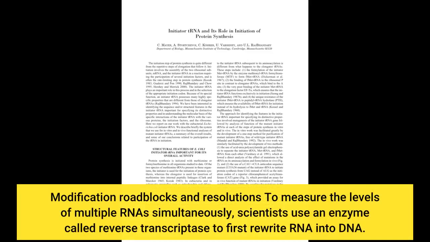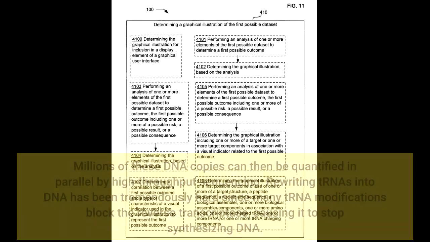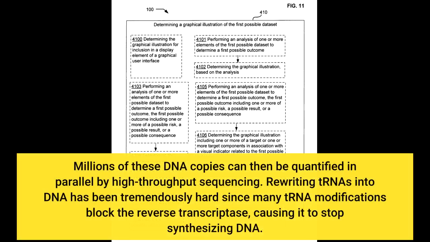Modification roadblocks and resolutions. To measure the levels of multiple RNAs simultaneously, scientists use an enzyme called reverse transcriptase to first rewrite RNA into DNA. Millions of these DNA copies can then be quantified in parallel by high-throughput sequencing.